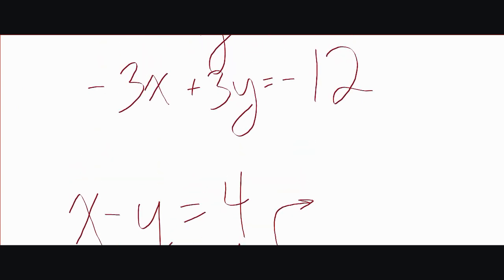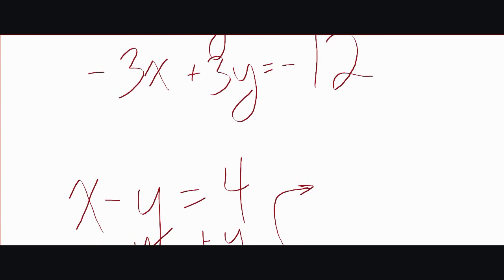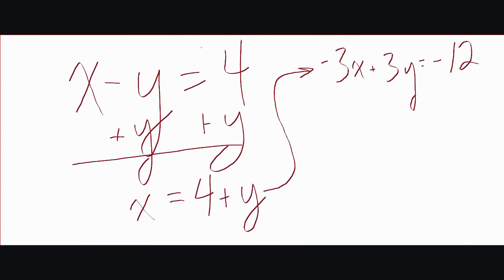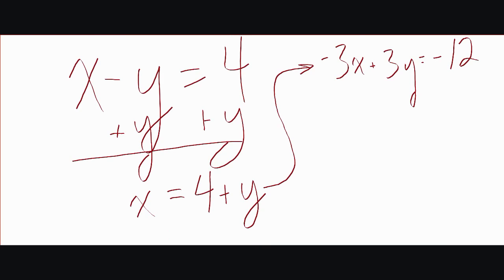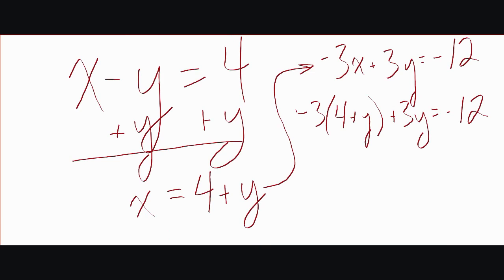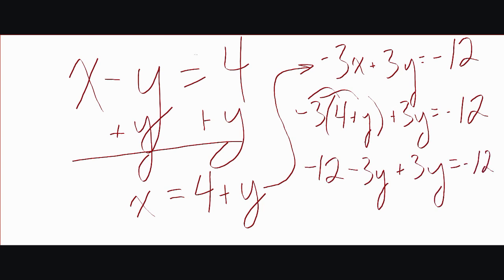Remember, we start with one equation, we need to plug into the other equation. So negative 3x plus 3y is equal to negative 12. That is the equation in which we will be plugging in our information. x equals 4 plus y. So negative 3 times (4 plus y) plus 3y is equal to negative 12. So distributing that, negative 3 times 4 is negative 12. Negative 3 times y is negative 3y, plus 3y, which is equal to negative 12.